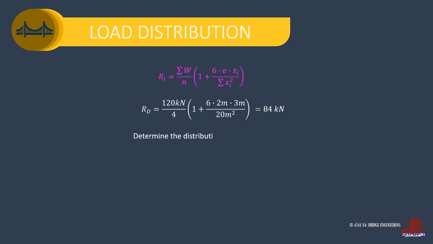So take the distribution factor. That is 84 kilonewtons over 120 kilonewtons, giving 0.7. This means girder D carries 70% of the total load.